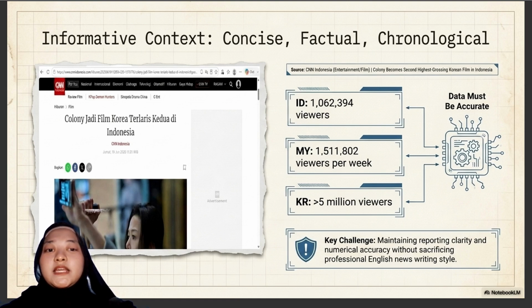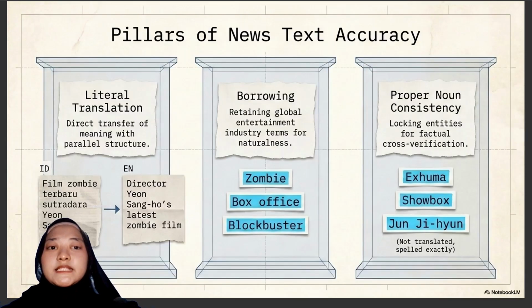The key challenge in translating this type of text is maintaining clarity and precision in reporting, while also adapting it into natural English journalistic style. Next is pillars of news text accuracy. There are three main strategies used in translating informative text. First is literal translation, which is the direct transfer of meaning with a parallel structure.